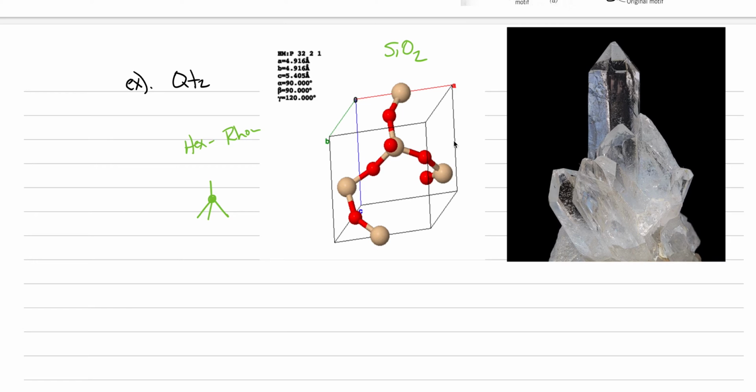So if we look here, where's the silica tetrahedron? Well, this, the beige, that is our silica. And these reds are our oxygens. Now, where is the screw, however? Well, the screw can be found with the silicons. You go here, down, down, right? And you kind of can see that you're progressing down and around by connecting the silicons.